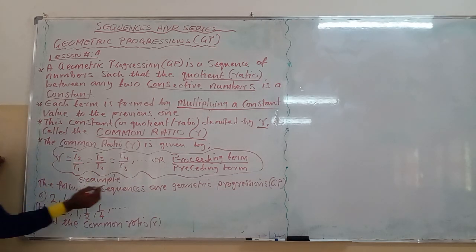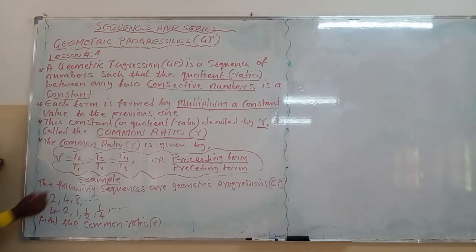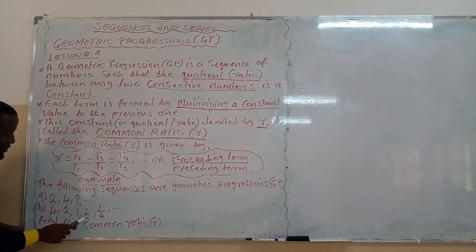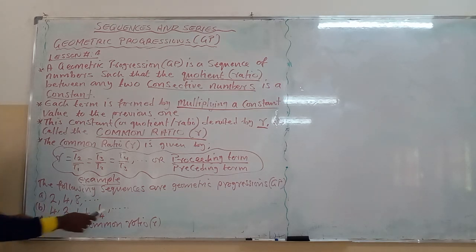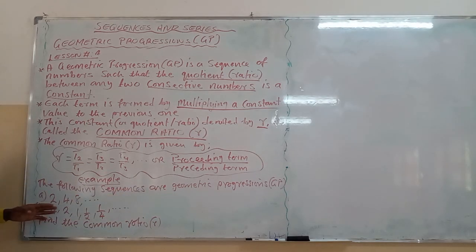Now let's look at the example. Okay, so here's the example. The example is after you have known the formula. Now let's see if we apply this formula to get the answer. The following sequences are geometric progressions, GP. Okay, A: 2, 4, 8. Okay, B: 4, 2, 1, 1 over 2, 1 over 4. Meaning they continue. These are infinite geometric progressions. Now find the common ratio.